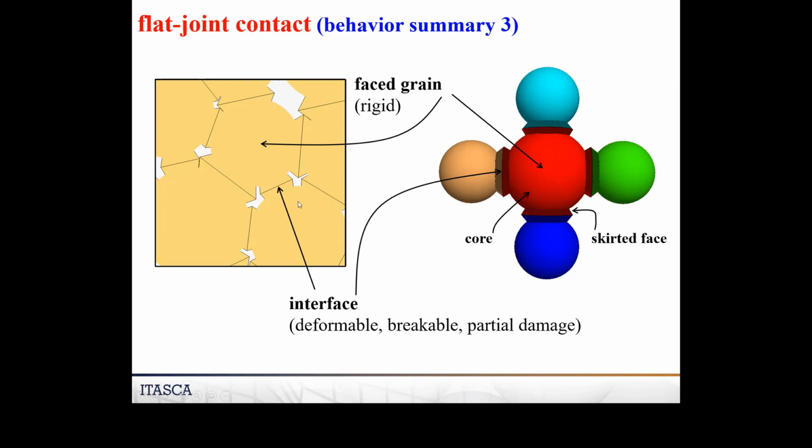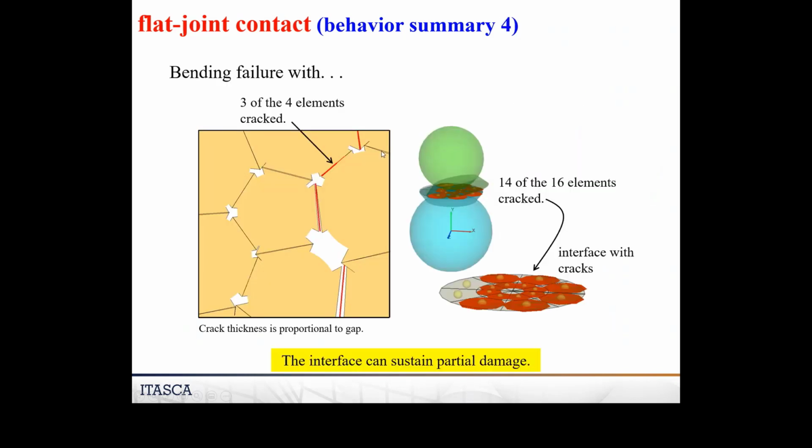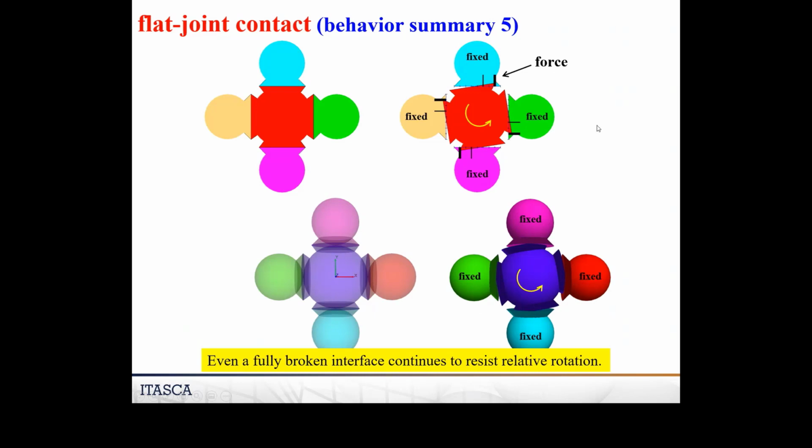Here's a 3D one, here's a 2D one. So even though you have discs, if you put this flat joint model in, you're going to resist moment. Here's when it's beginning to fail. Hold this one steady, rotate this one. These broken bonds are in red. You can see it's breaking on the tensile side of the loading of the interface. And this is what it looks like in 2D. You can't really see this very well, but only 3 of those 4 are cracked as it's beginning to bend. So we've got partial damage that can occur in this model. And also, even after it's fully broken, it still resists rotation.